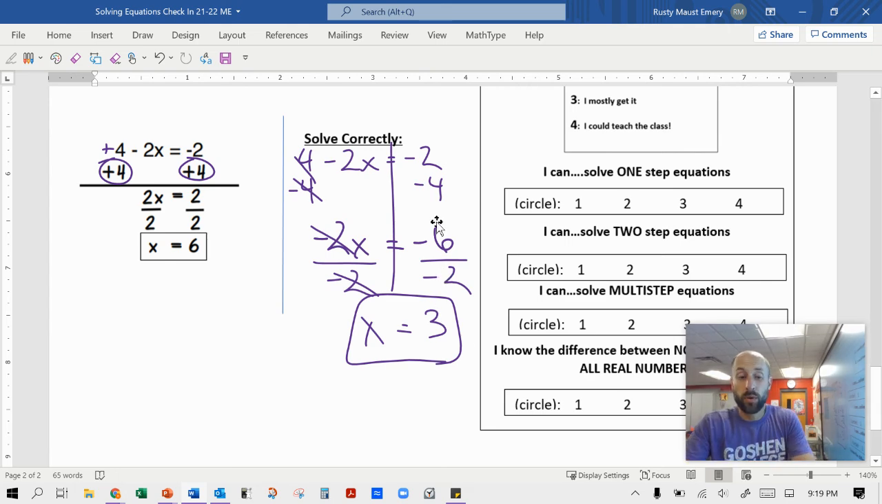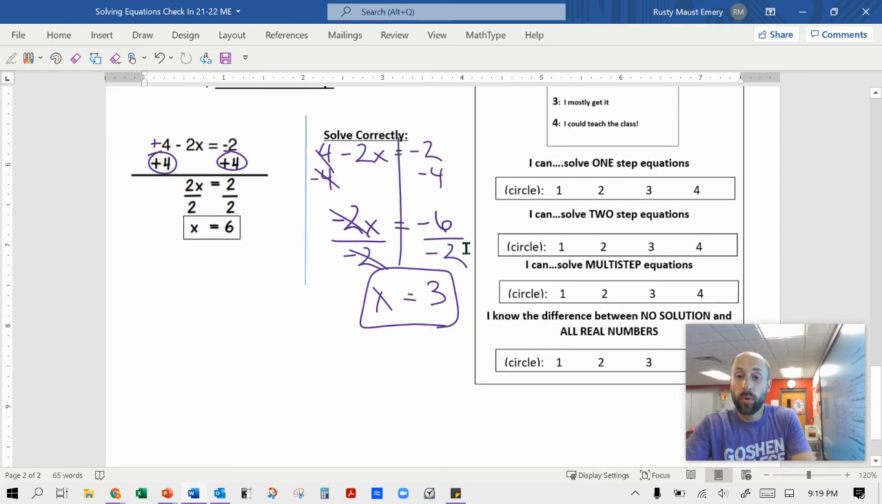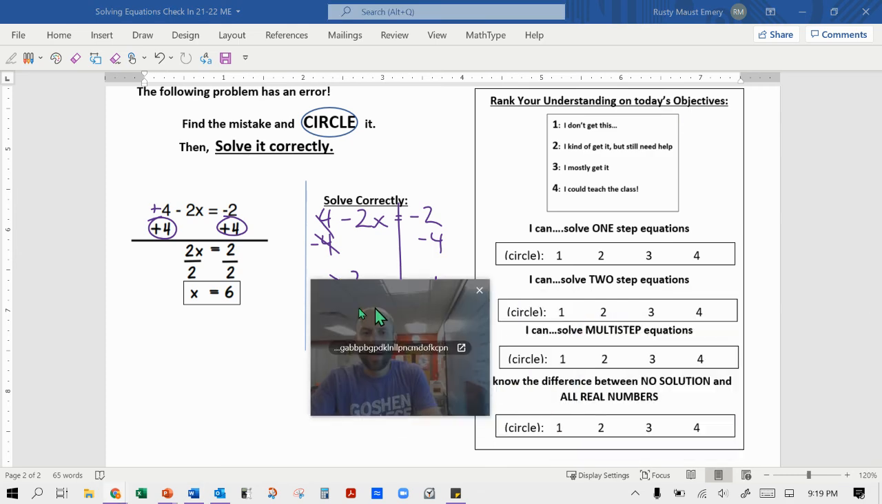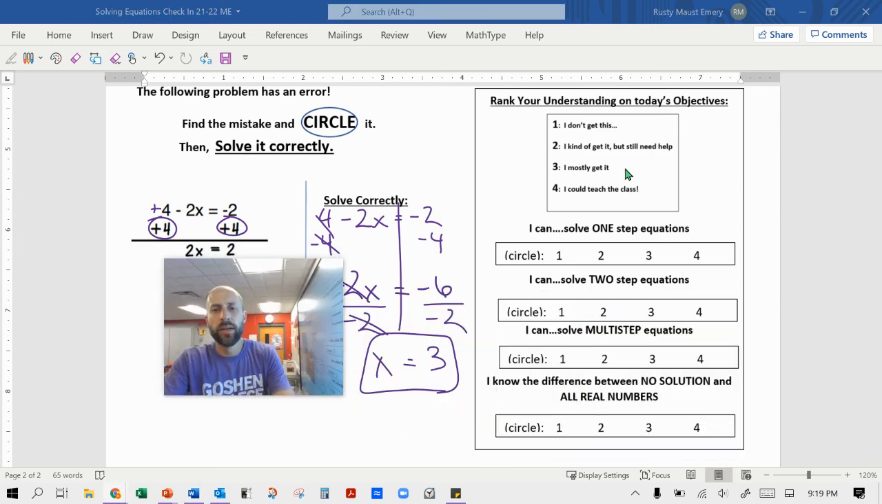Okay, so for the last part of this paper, before you turn it into the guest teacher, you need to fill out this section. And this corresponds to each of those sections that we just did together. Each section here. So your ranking is this. 1 is I don't get this. Number 2 is I kind of get it but still need help. 3 is I mostly get it. And 4 is I could teach the class.